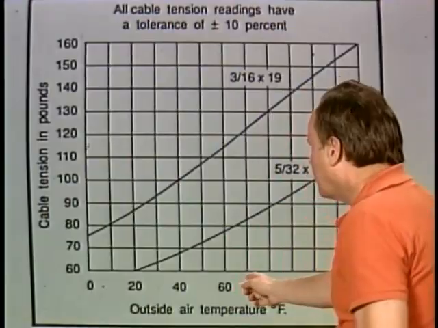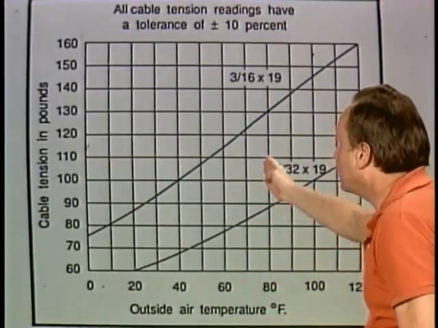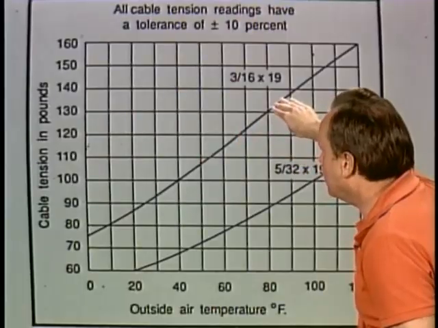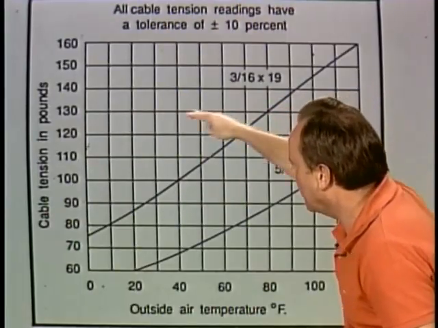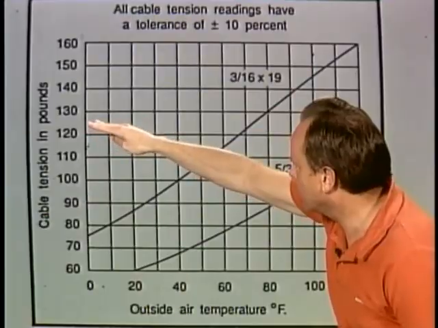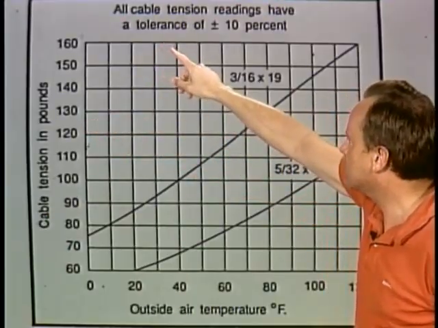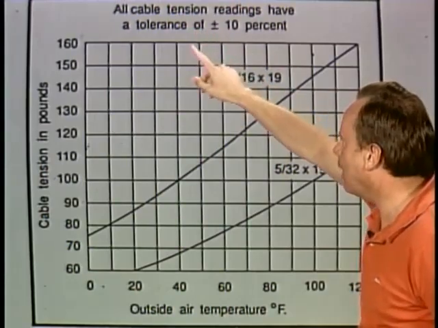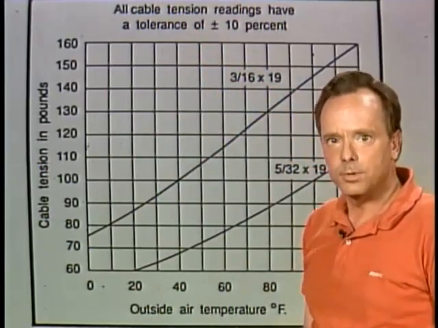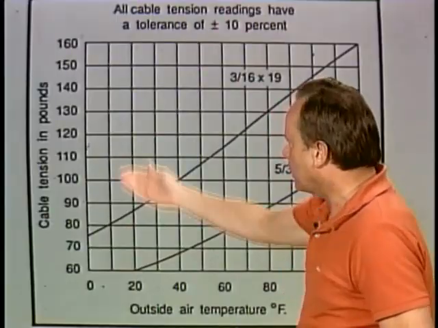Well, let's take a look at 80 degrees down here. We go down 80 degrees until we get to 3/16, and then we read across to the left and we find 130 pounds of cable tension. But wait a minute, up at the top it says all cable tension readings have a tolerance of plus or minus 10%. So we're going to take that 130 pounds and apply plus or minus 10%, and we'll get the range of acceptable cable tension.